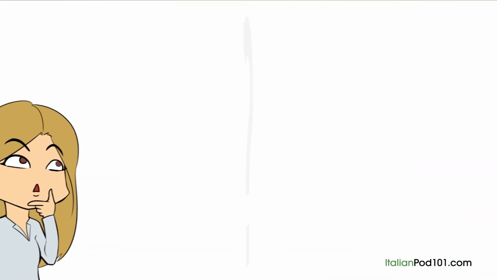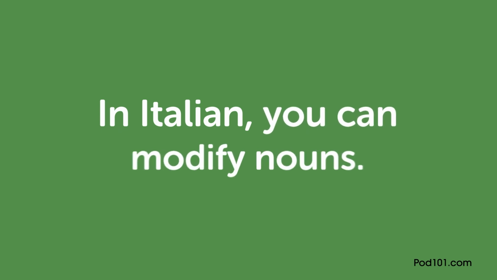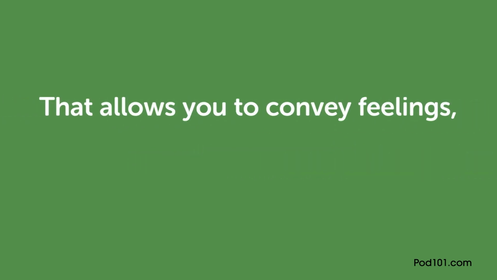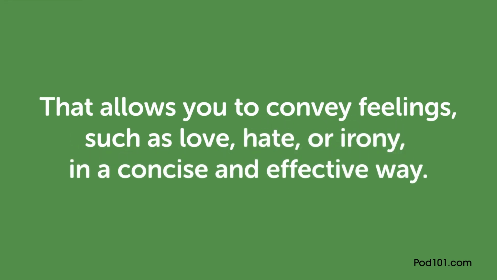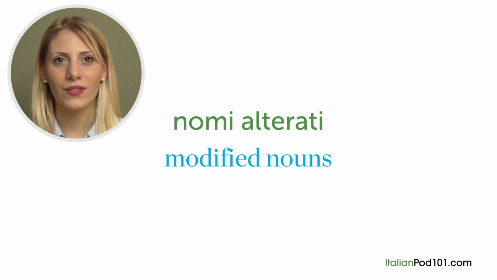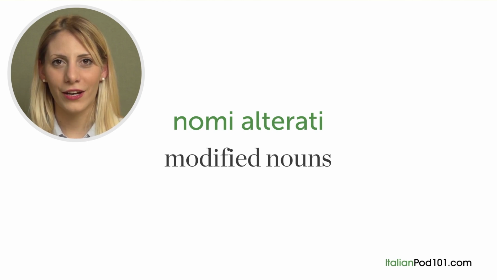The question for this lesson is, what are modified nouns? In Italian, you can modify nouns. That allows you to convey feelings such as love, hate, or irony in a concise and effective way. Modified nouns, called "nomi alterati," can take different endings that convey different feelings. They are usually divided into categories.